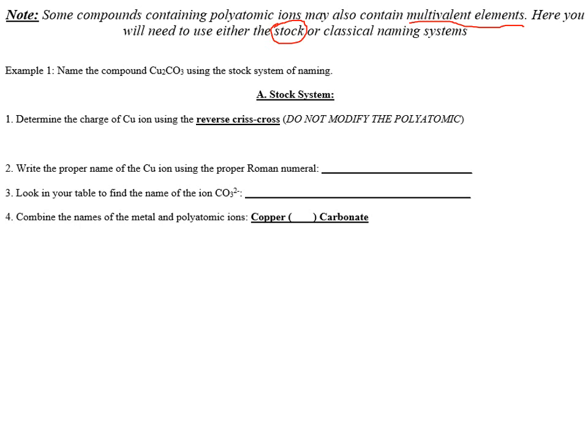Okay, so over here we have Cu2CO3, and so our goal is to figure out which copper we have. So typically I start off by writing out the name. So I would write out copper, brackets, carbonate, and I have to figure out which charge I have for copper. Is it copper 1 plus? Is it copper 2 plus?